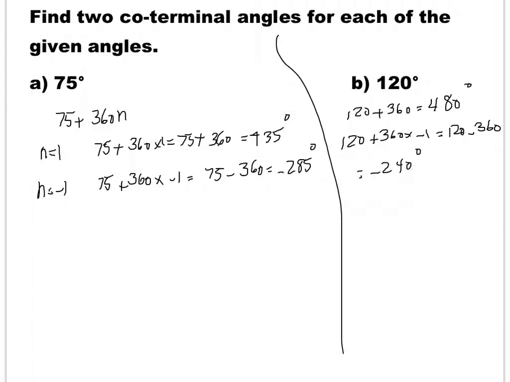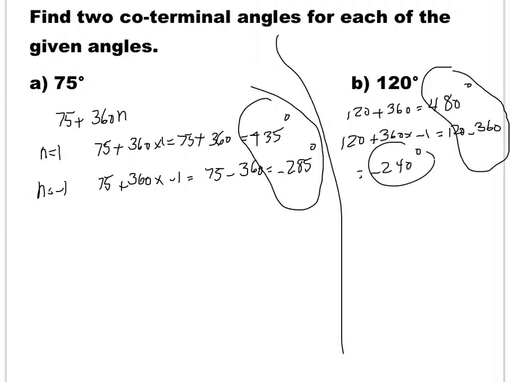Now, if you use your calculator, go ahead. Try sine, cos, and tan for these two angles. You will see that they are equal. But remember, the sine of 435 is equal to the sine of negative 285, not the sine of 435 equal to the tan of negative 285. No. And the same thing for these two angles.